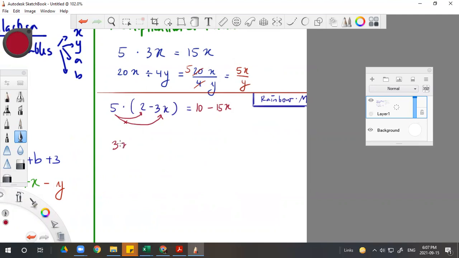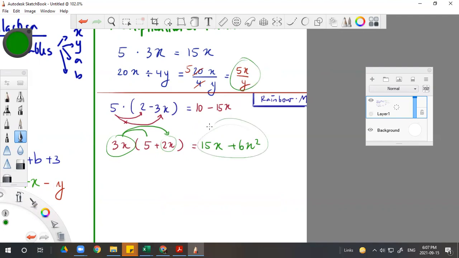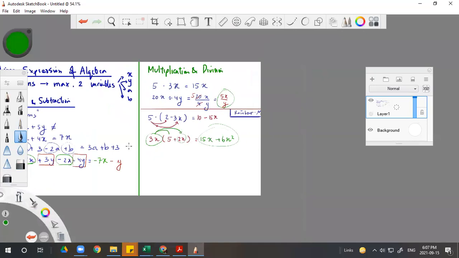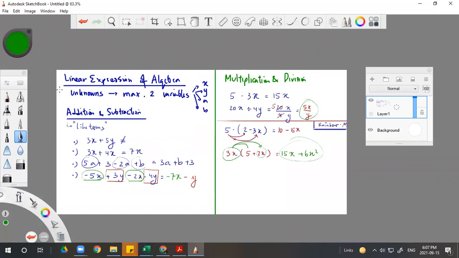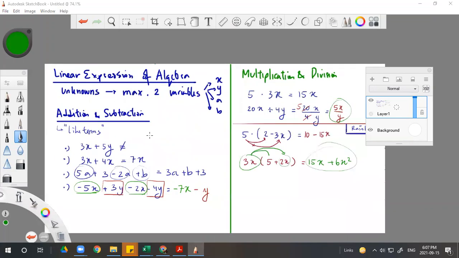How about 3x multiplied by 5 plus 2x? Again, use the same rainbow rule. 3x times 5. What is 3x times 5? 3 times 5 is 15, and don't forget to put the x. And then 3x times 2x, so 3 times 2 is 6, and x by x is x squared. I don't know whether your teacher teaches you this because it's not a linear expression, but again, I will give you all that you need. Okay, this is for the basics of linear expressions of algebra.